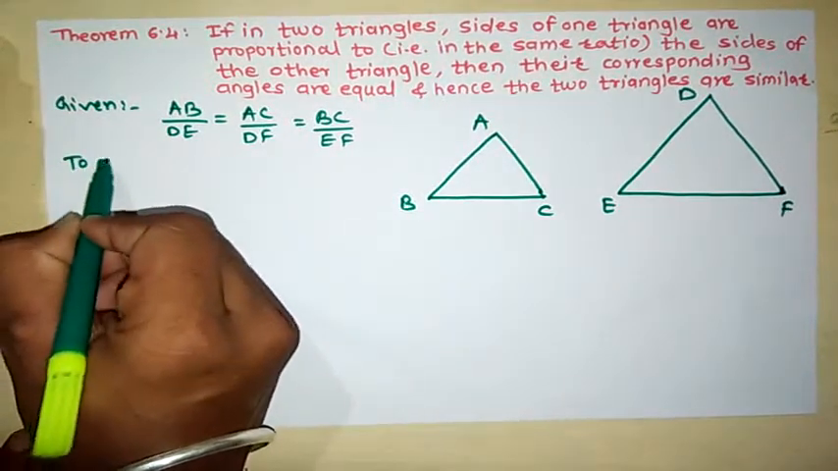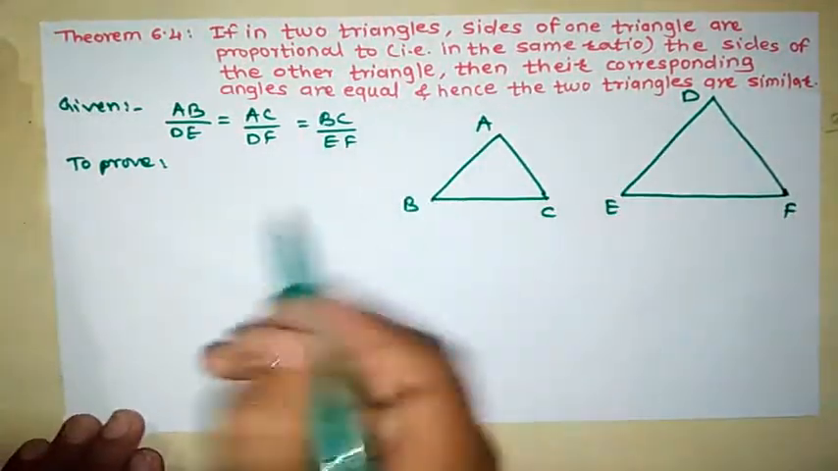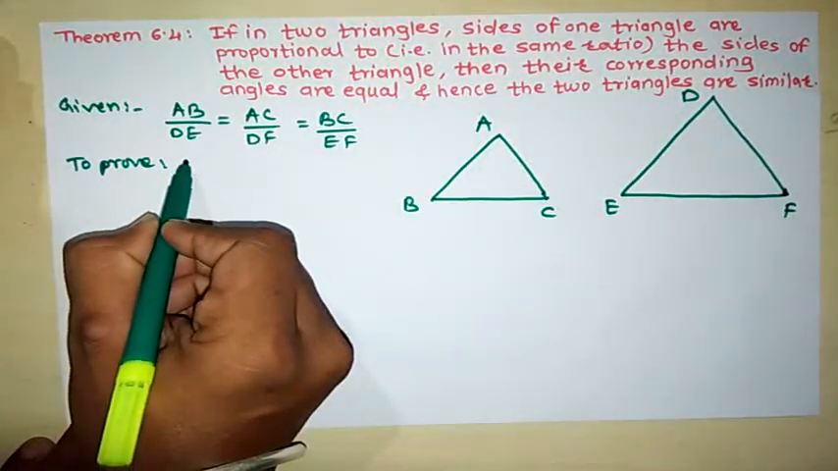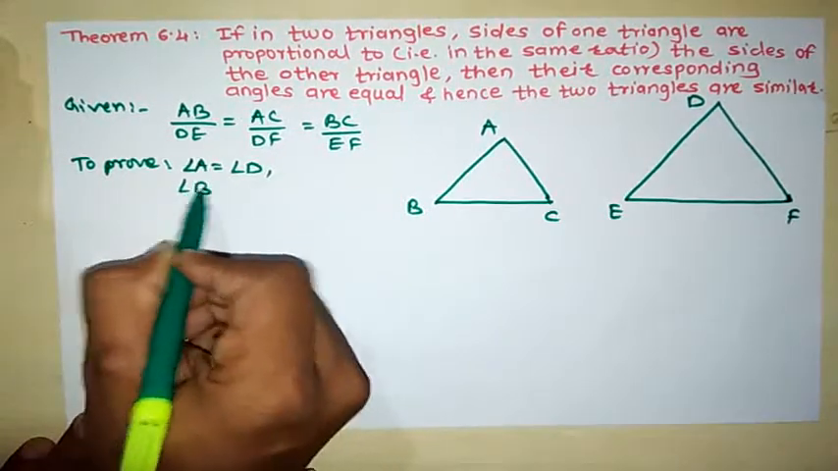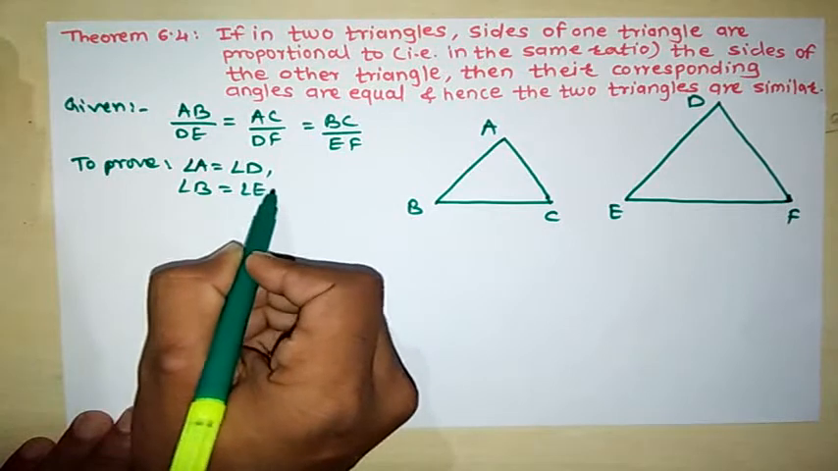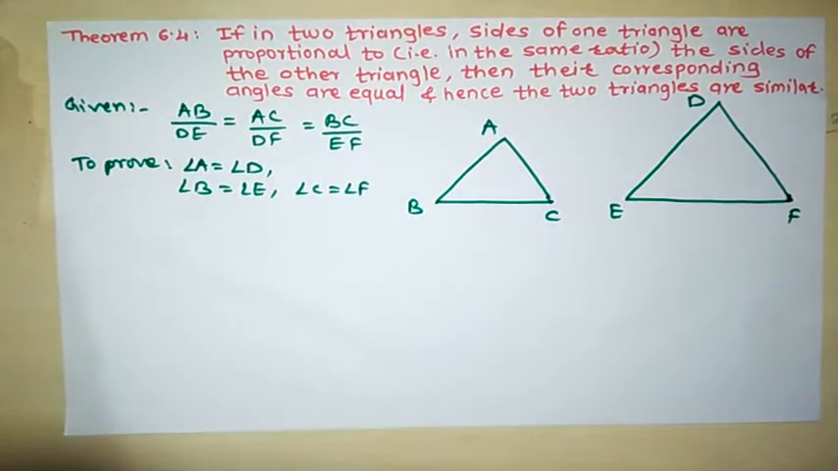To prove, read the statement. Then their corresponding angles are equal. That we have to prove. That is angle A is equal to angle D, angle B is equal to angle E, and angle C is equal to angle F. This much we have to prove here.